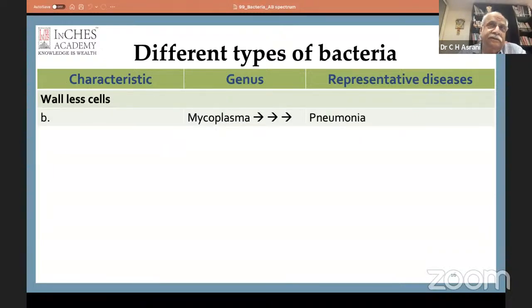Wall-less cells: rigid thick walls, flexible thin walls, and now no walls. Mycoplasma causing pneumonia.